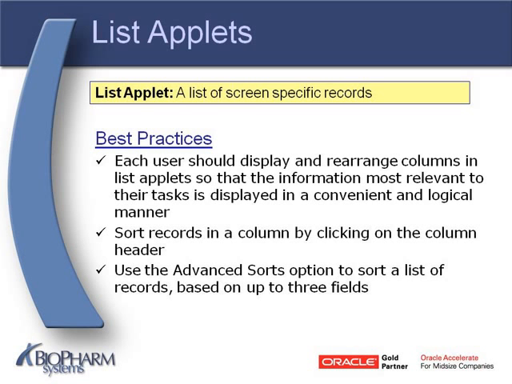The best practice for list applets is for each user to modify the layout of list applets so that the information that they need is visible with a minimum amount of scrolling. These practices are also useful when exporting data or quick printing screens and views.